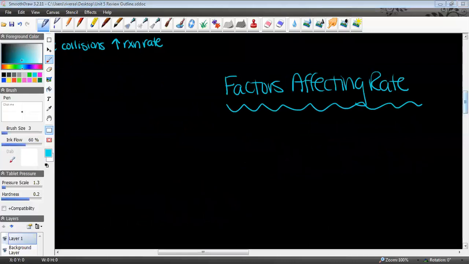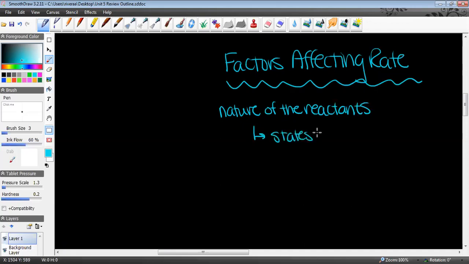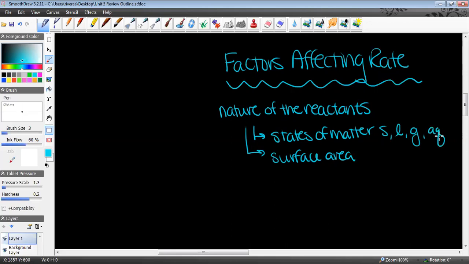Oh, geez, my screen is going crazy. So factors that will affect rate. Number one is what we call the nature of the reactants. Two things we mean by nature of reactants: states of matter and surface area. So solid, liquid, gas, and aqueous.